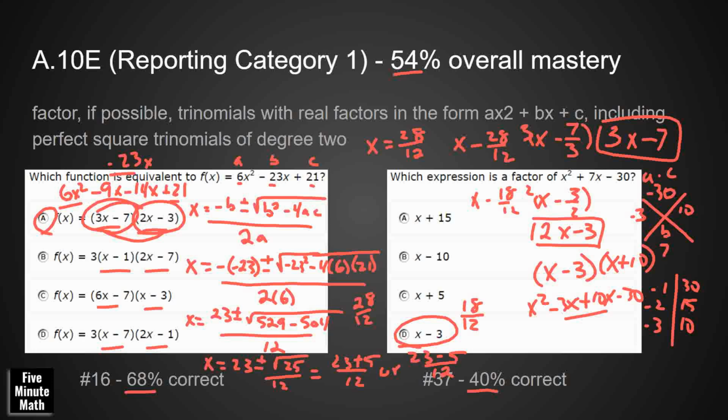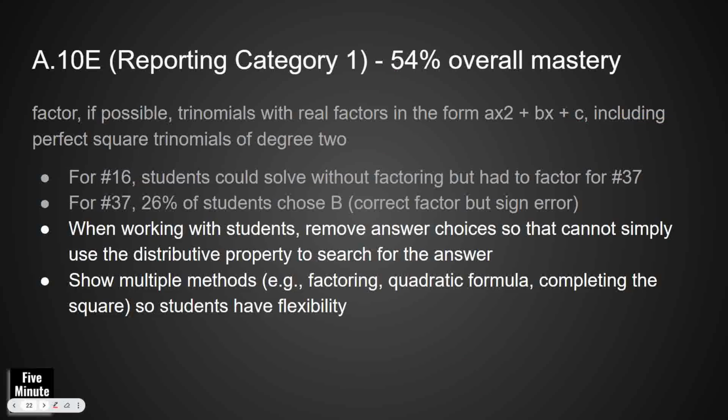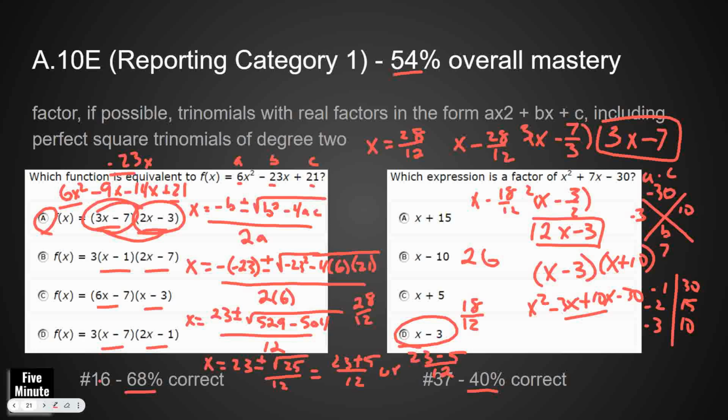Only 40% of our students were able to get that correct. So that was a lot more challenging because you couldn't just plug and play there. For number 16, as I said, they could solve it without factoring. All you had to do is FOIL it out. Couldn't do that for number 37. And look, we had 26% of our students choose B, which, like I said, they probably saw the 10 and the 3 as being two good choices to get us up to 30 with multiplication and get us to 7 with addition, but obviously we've got the incorrect sign there.